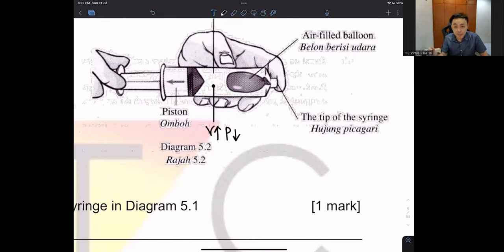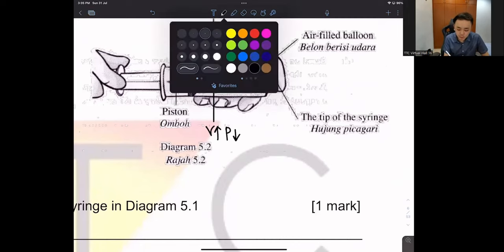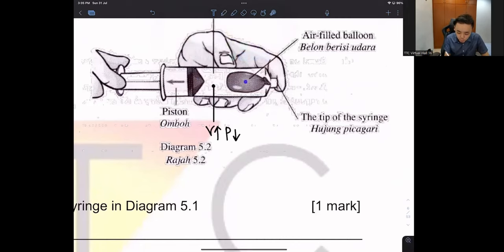The particles collide less, then the pressure becomes lower. Now the question is, you need to focus on the balloon. Why does the balloon grow in size? Simple. The pressure outside drops. What about the pressure inside? Does the pressure inside change or not? The pressure inside actually remains the same.